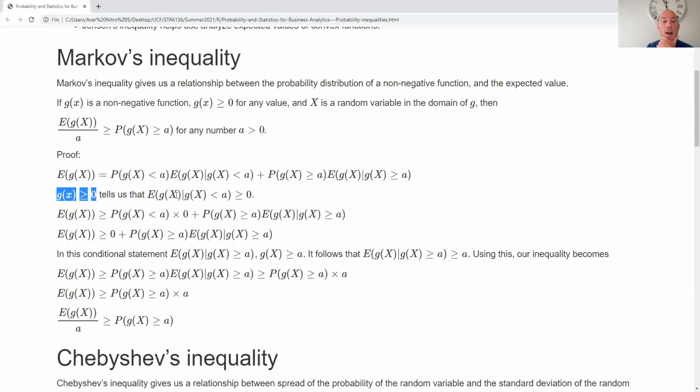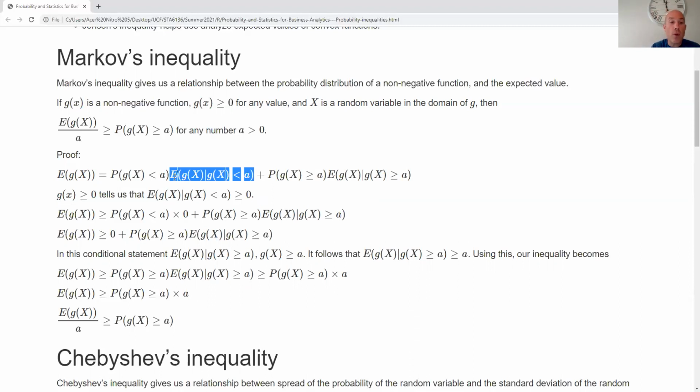All right, well, that tells me that this inside that expected value has to be greater than or equal to 0. Okay, well, the expected value of something greater than or equal to 0 has to be itself greater than or equal to 0. Okay, so now let's use this. What I'm going to do, I'm going to replace this part of this equation. I'm going to say, I know that that has to be greater than or equal to 0.